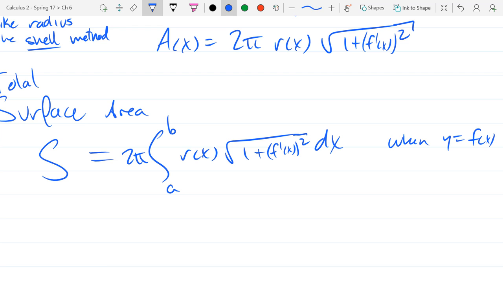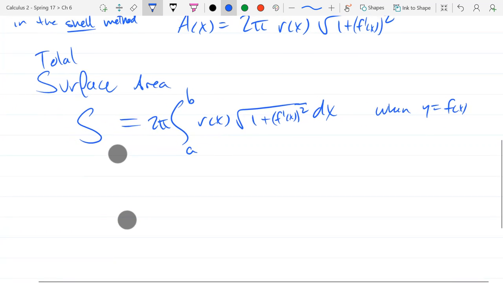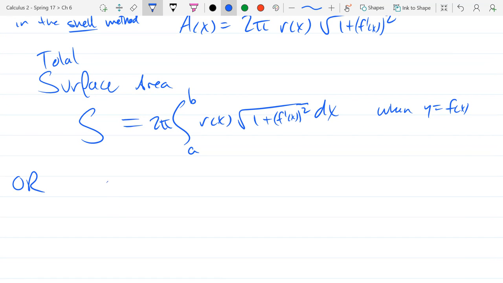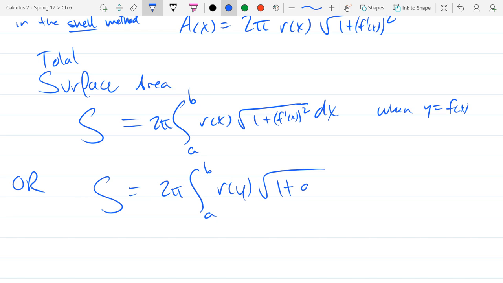If you get the information the other way, x as a function of y, the other way to write it is 2 pi, integral from a to b, and everything will be a function of y now. And use this one when x is a function of y.